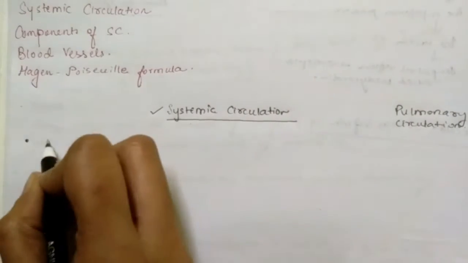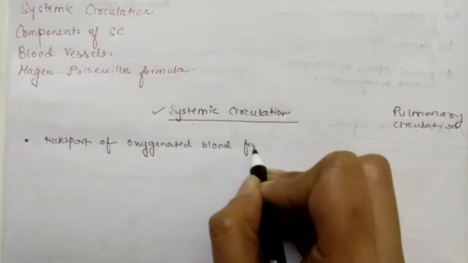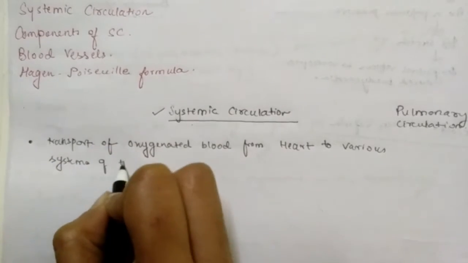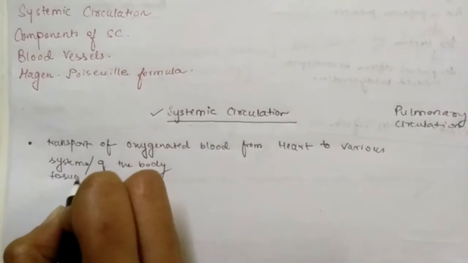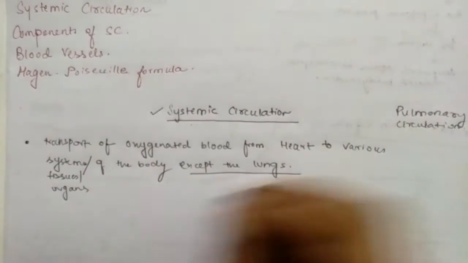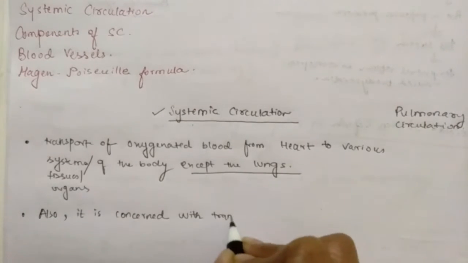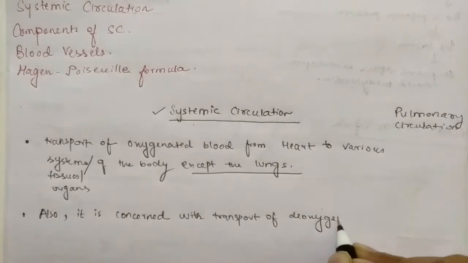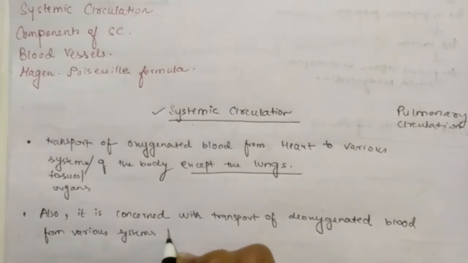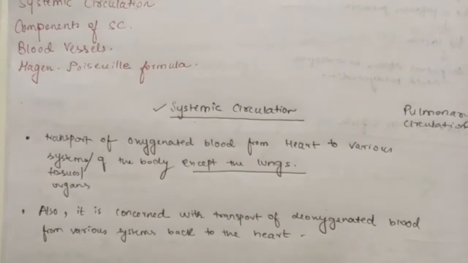Now systemic circulation is concerned with transport of oxygenated blood from the heart to various systems of the body, or various tissues of the body, various organs of the body, except the lungs. Also, it is concerned with transport of deoxygenated blood from various systems back to the heart. So this is what systemic circulation means. Okay. Now we will discuss the various components of systemic circulation.